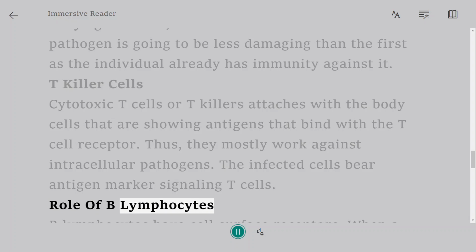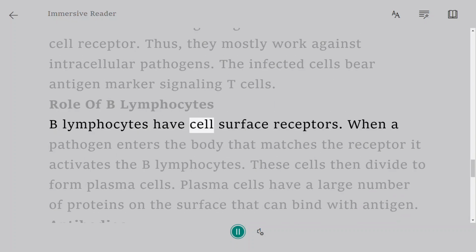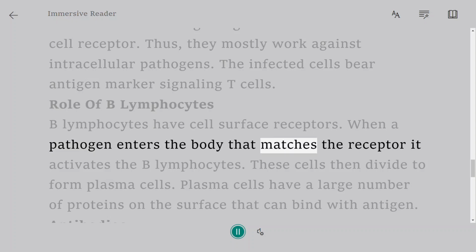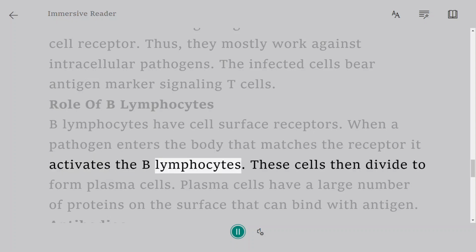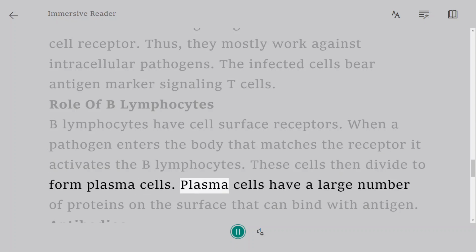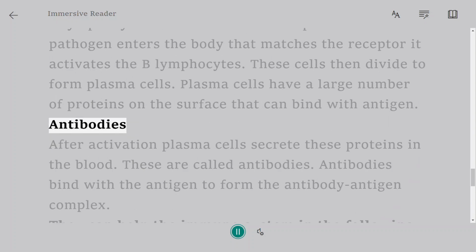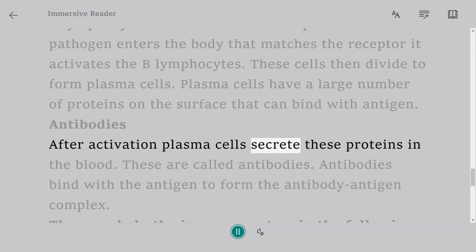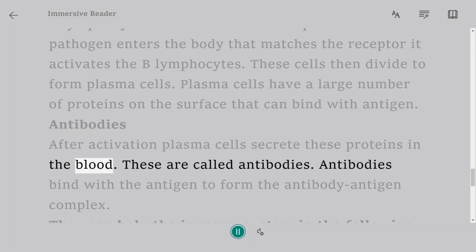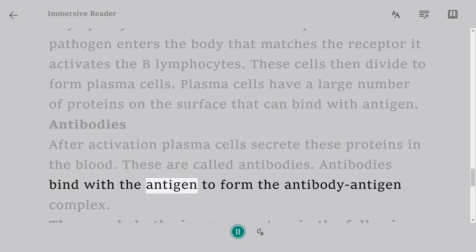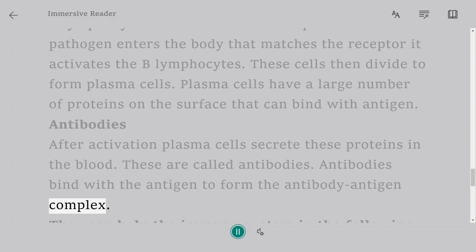Role of B lymphocytes. B lymphocytes have cell surface receptors. When a pathogen enters the body that matches the receptor, it activates the B lymphocytes. These cells then divide to form plasma cells. Plasma cells have a large number of proteins on the surface that can bind with antigen. Antibodies. After activation, plasma cells secrete these proteins in the blood. These are called antibodies.